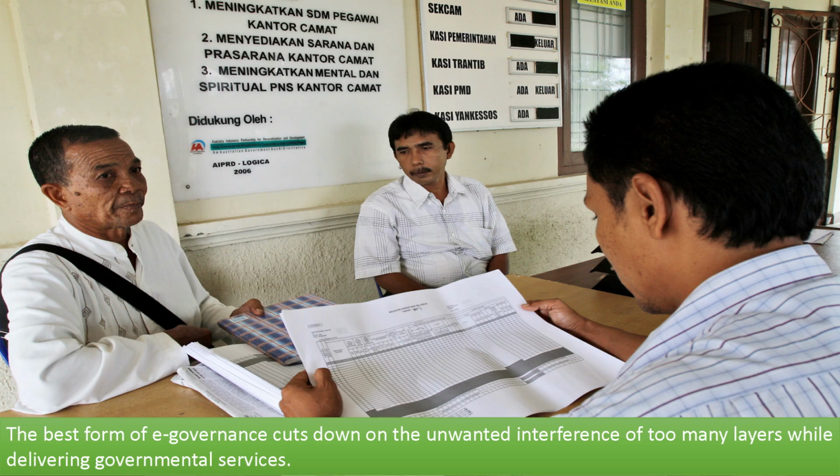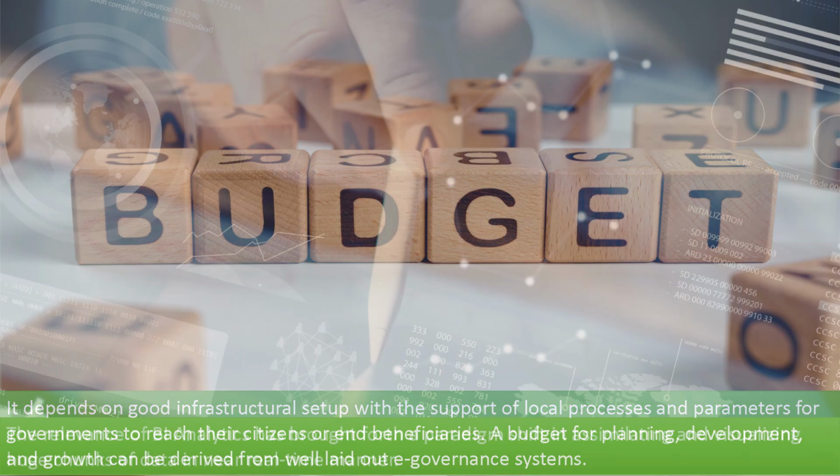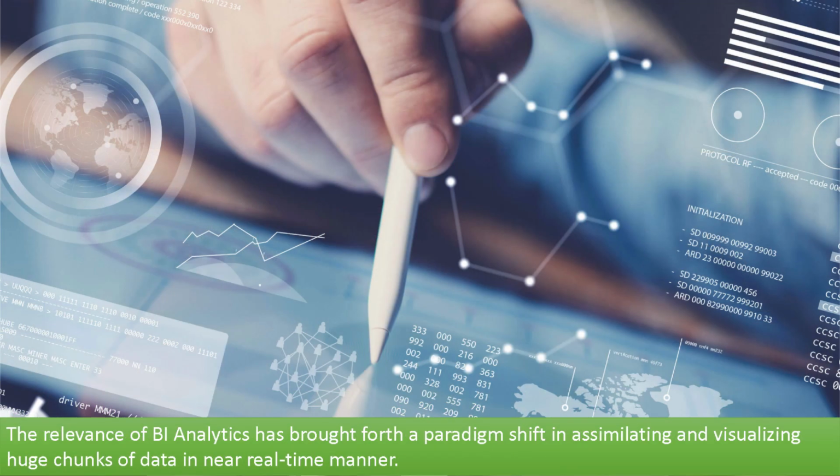So it depends on good infrastructure setup with the support of local process and parameters for government to reach their citizens or end beneficiaries. A budget for planning, development, and growth can be derived from well-laid e-governance systems. So the relevance of business intelligence, or the artificial intelligence or the BI analytics, has brought forth a paradigm shift in assimilating and visualizing huge chunks of data in near real-time manner. So the pivot of all good decision-making systems is correct, up-to-date and compliant data.